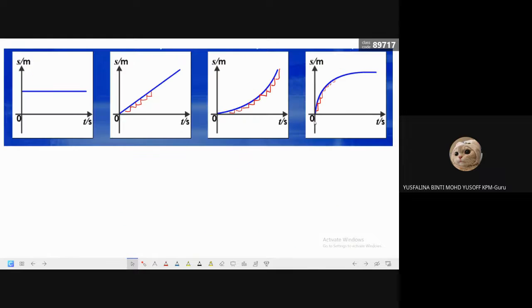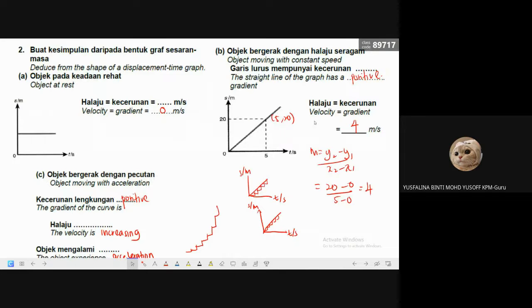All right, so now there are a few types of displacement against time graph. The first one, if the displacement is not changing. The second one, when it is increasing, or we call it directly proportional. Or maybe the graph is curved like this, or curved like this. So for S against T, how do we determine the velocity?